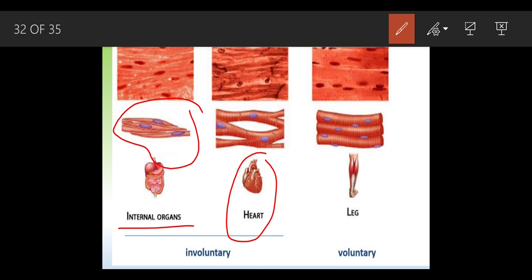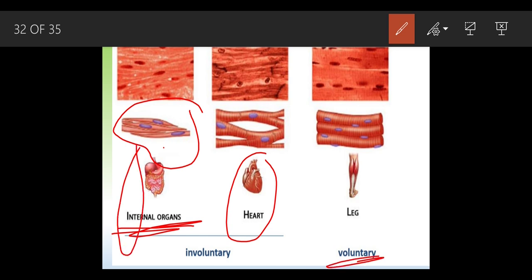This is cardiac muscle, which is present in the walls of the heart. They are branch form. Okay, and they are not branch form. If you look at the internal organs, we can see they have pointed ends. Okay, how are they pointed? Like this.